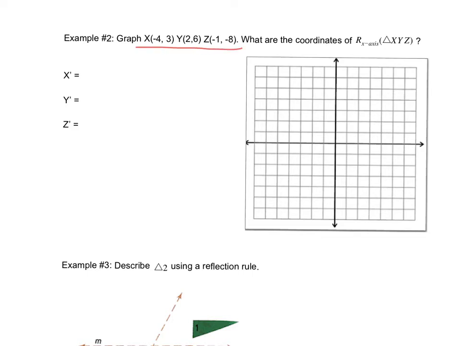So start by plotting those points. -4, 3 is here. 1, 2, 3, 4, 1, 2, 3. So here's my x. 2, 6 puts us here. That's my y. And then -1, -8 kind of goes off our graph, but we're going to use this shaded little piece as our z. So you start with this triangle. Can you tell me how this reads? What's the green shaded triangle there? How would you say that?